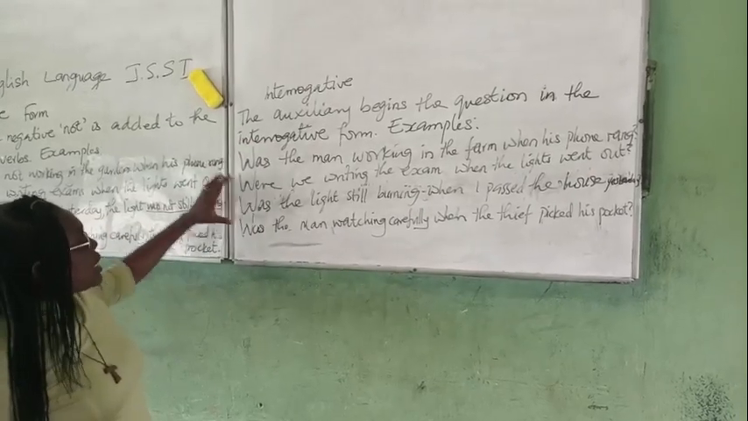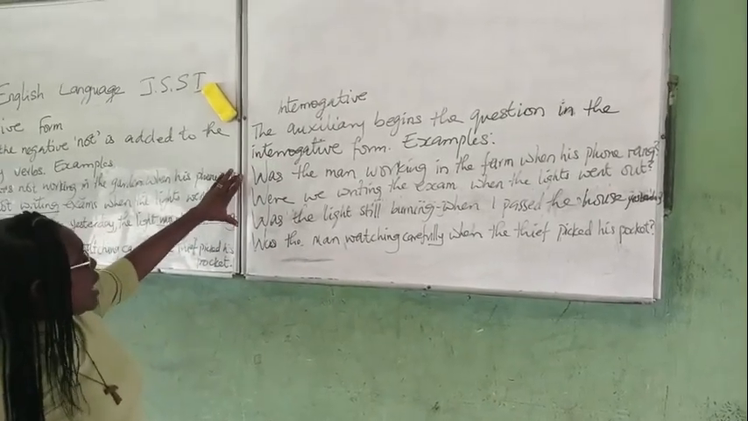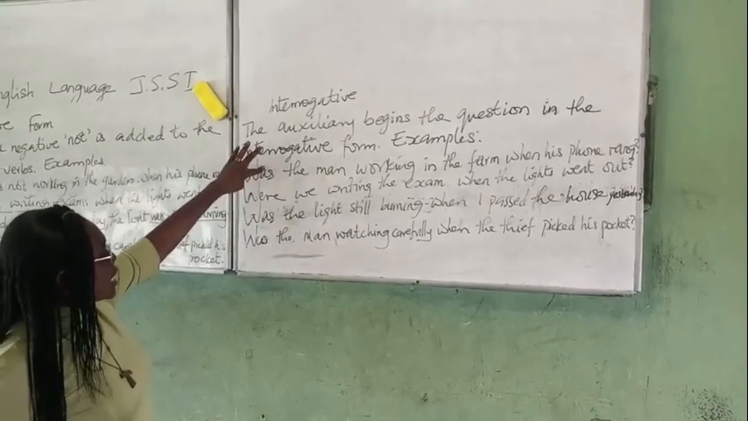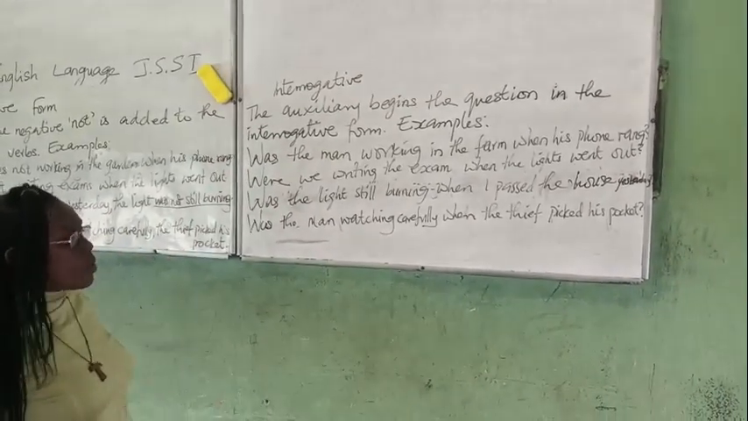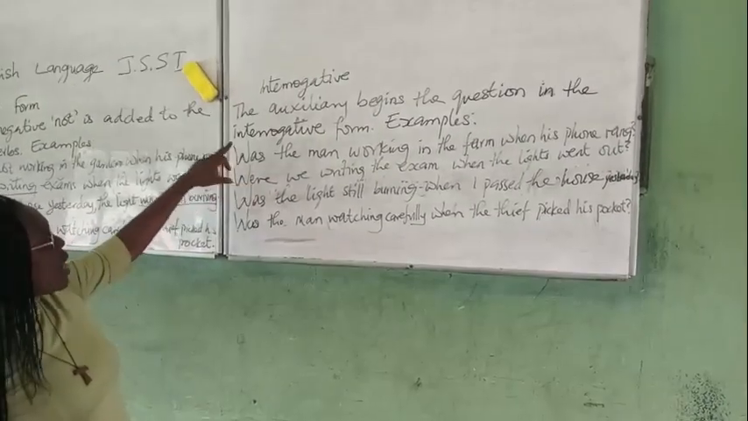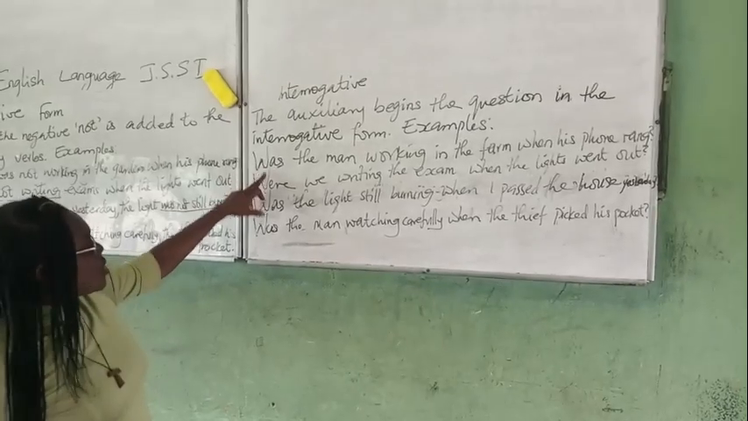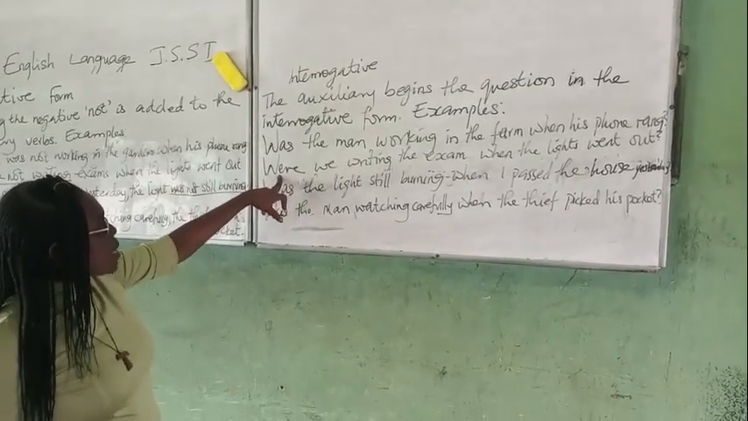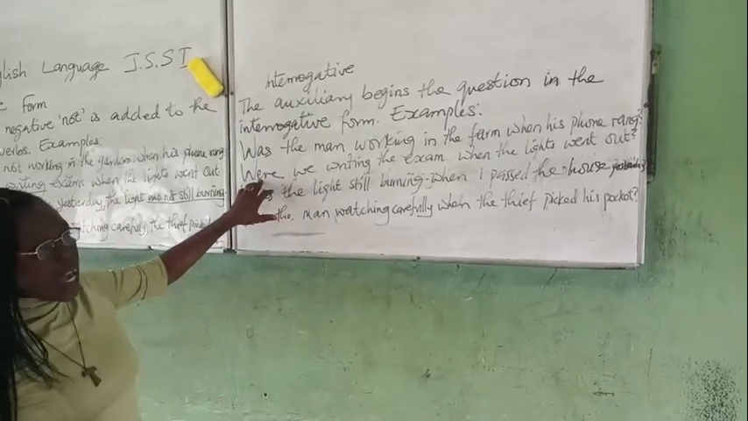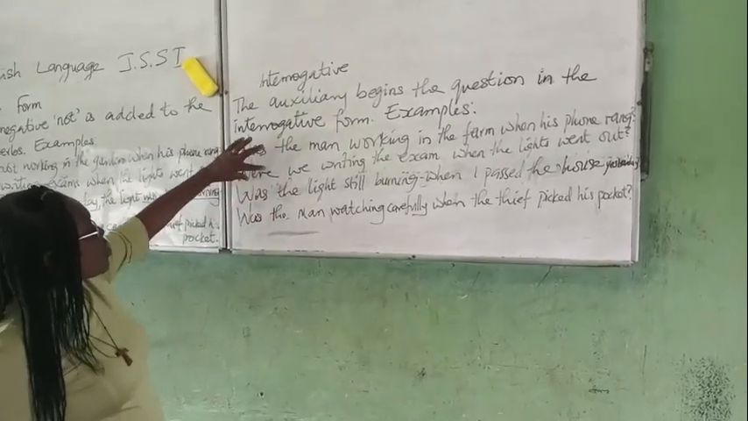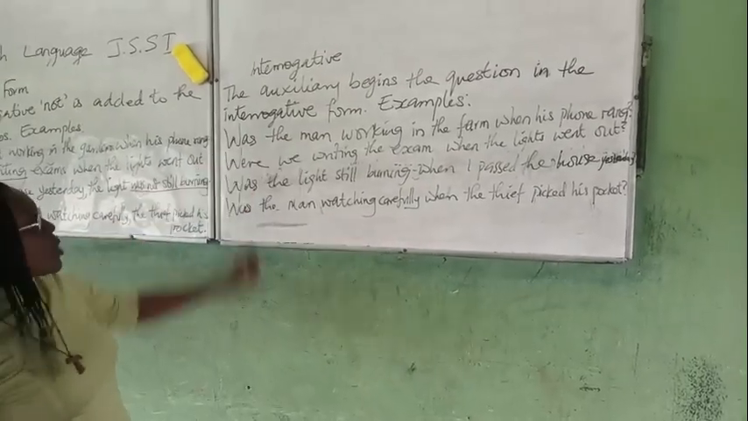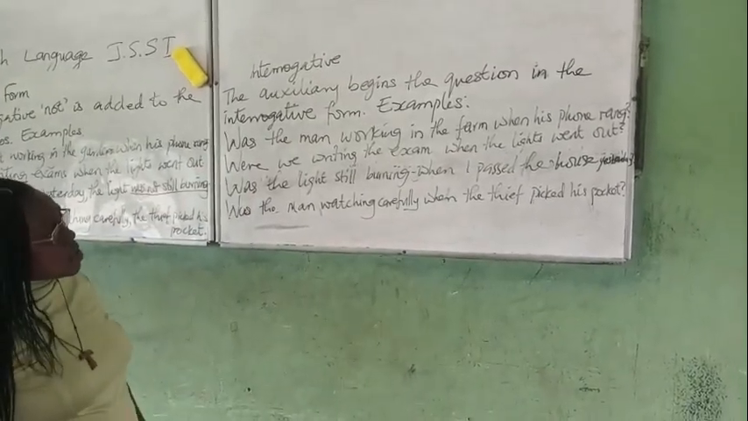Remember again that the auxiliaries here are the verbs "was" and "were" for the past. Was is singular, were is plural. Was serves as the past tense of "am" and "is." Were serves as the past tense of "are." In other words, were is plural, was is singular. So be conscious of it in your constructions.